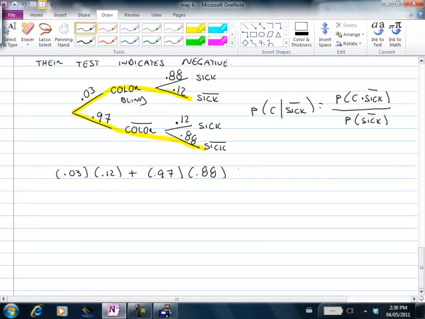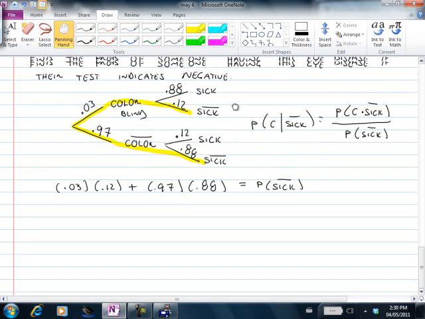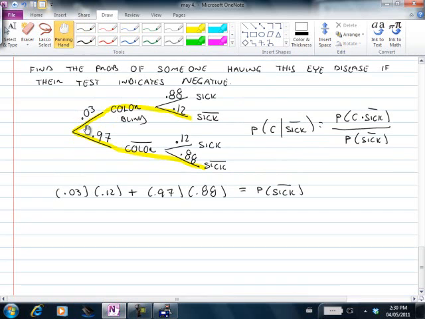0.3 and 0.88 and 0.97? No. So this is probability. Why do you add it? Here's the reason why. Would you agree there's two pathways that can give you not sick? This pathway, which is 0.03 times 0.12, or you can have the bottom pathway.